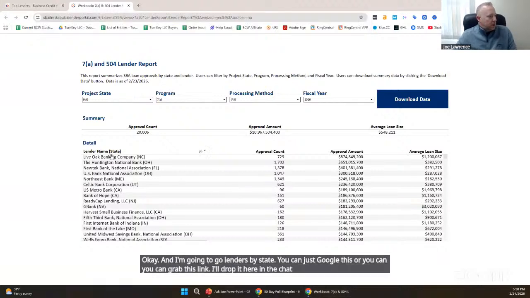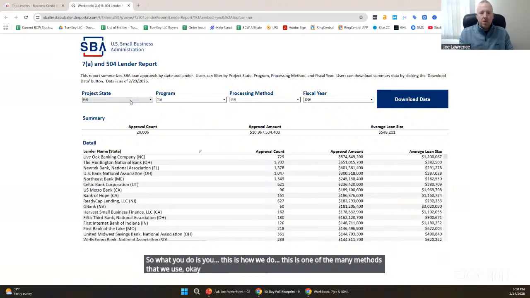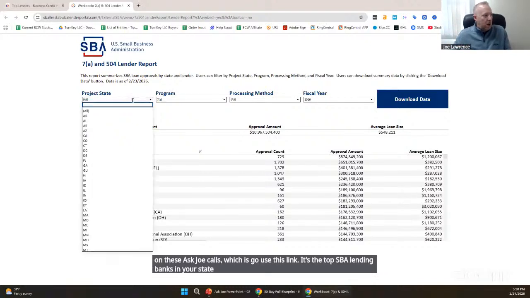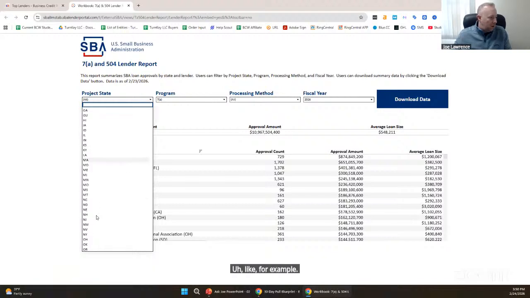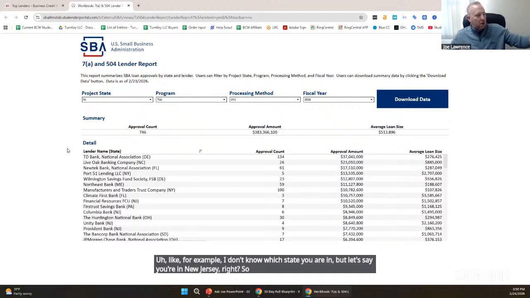Okay. So this is one of the many methods that we use. It's the easiest one to explain. So I like to explain it here on these Ask Joe calls, which is go use this link. It's the top SBA lending banks in your state. For example, I don't know what state you are in, but let's say you're in New Jersey, right? So you type in New Jersey, you start looking at these banks, and a lot of these banks are portfolio lenders. They're backyard banks. They only have a few branches. They're regional banks. This is where you can get a lot of business credit cards from.